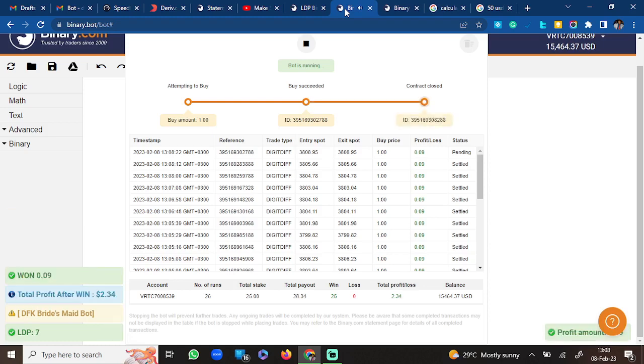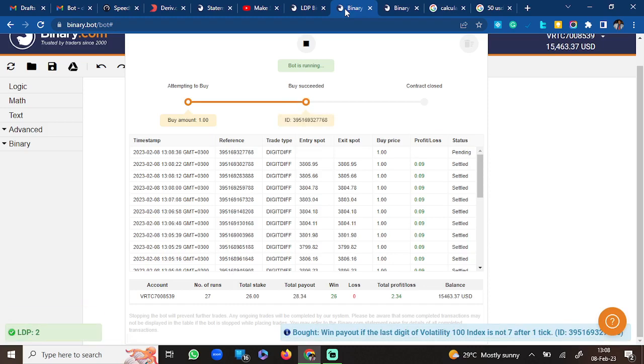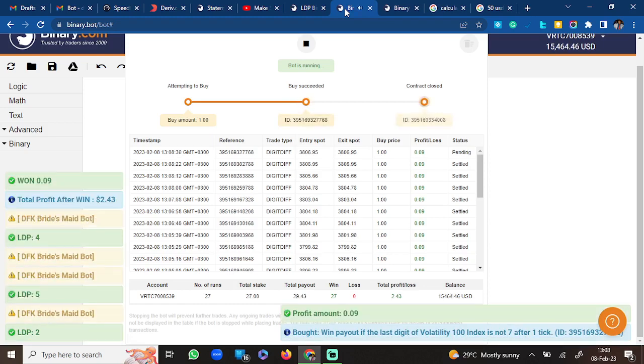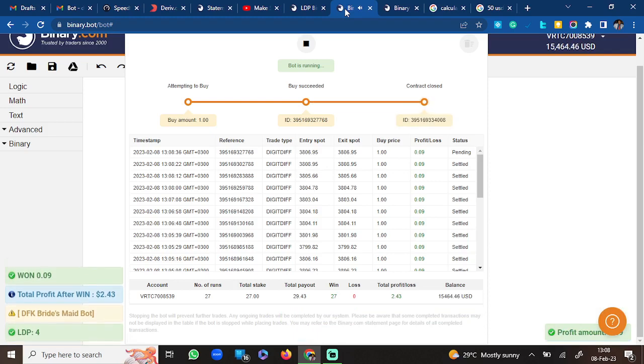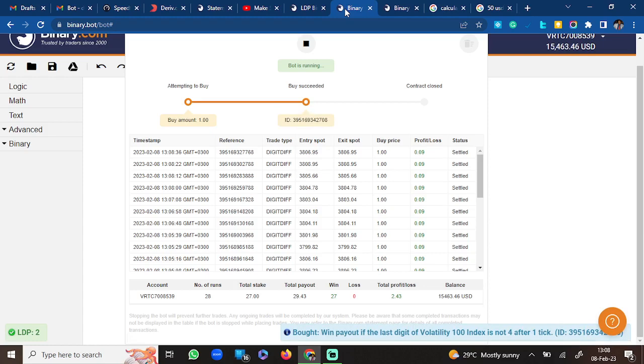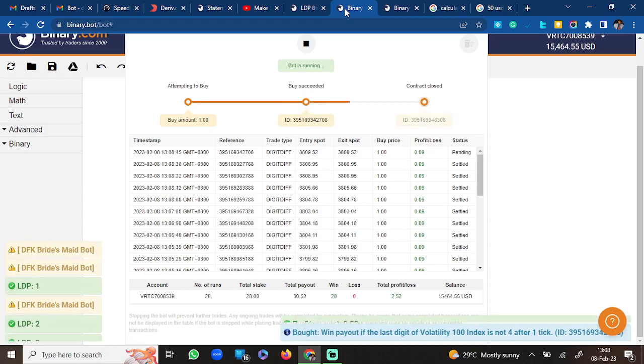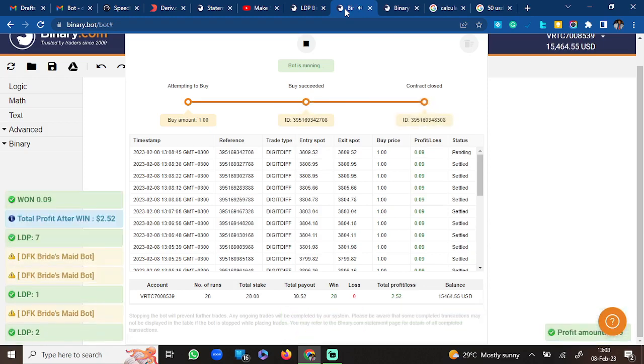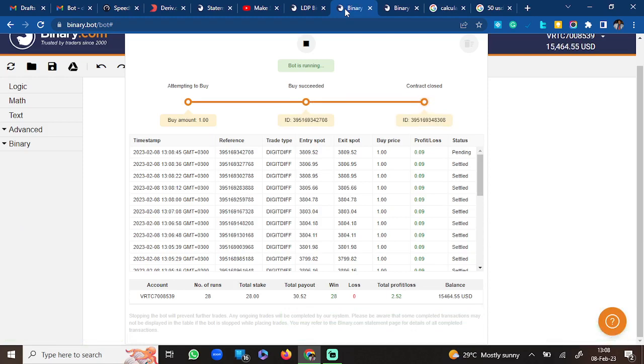You can see we have 26 rands, no loss. Now the question is, why is it that when we are staking 5 we lost, and when we are staking 1 we are winning? So then go for the small amount. It's not about the amount you are staking, it's also about what time we started the bot. I wish to stop this bot here, because I've already given you the logic of what to do.